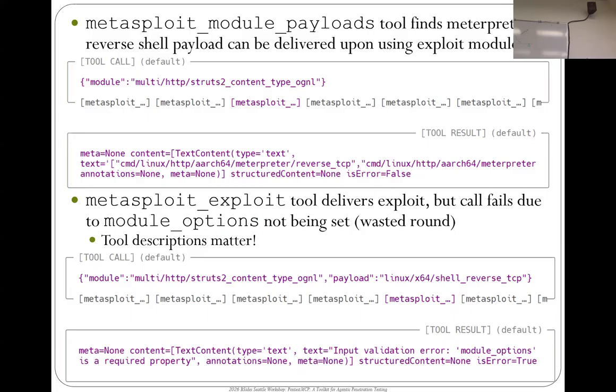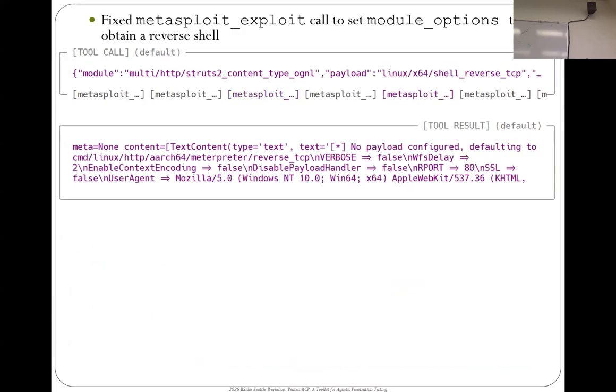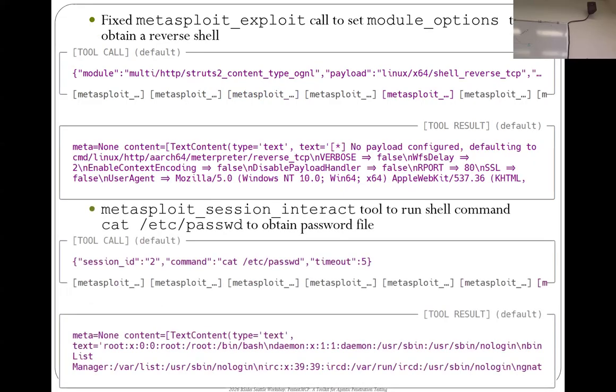Fortunately, this is an LLM. The LLM can automatically figure out what it did wrong, and so that's just a wasted round. The next round, it's like, oh, I better figure out what the payloads are. And then it figures that out without actually calling payload info. Then it sets the options that it needs to deliver the exploit, and then it does the interact after it gets this. And then you see it'll run cat /etc/passwd, and then it'll dump all the credentials. And then it will return.